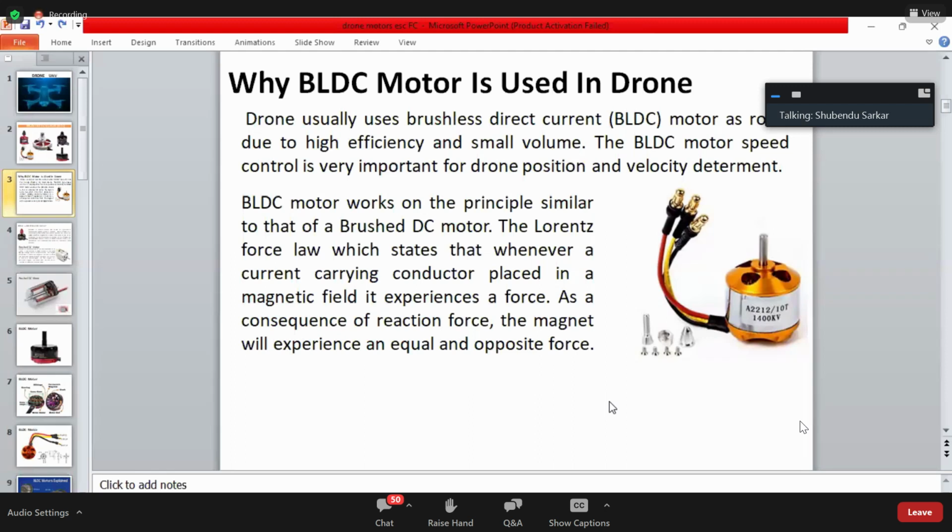That is why we say the drone motor constantly changes its RPM. That is why, for the first point, we need the BLDC. That is the first point. Now the second point.